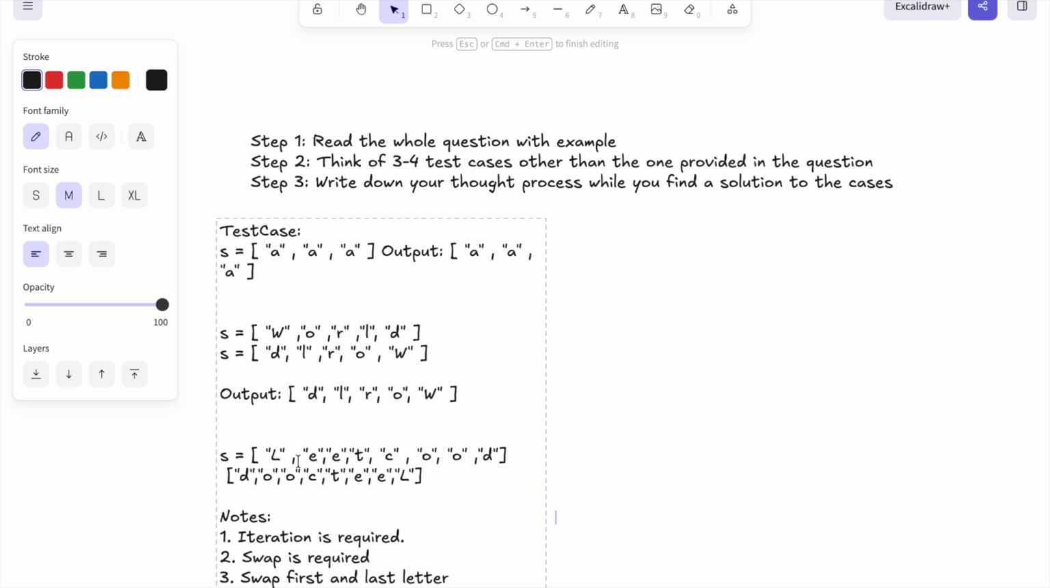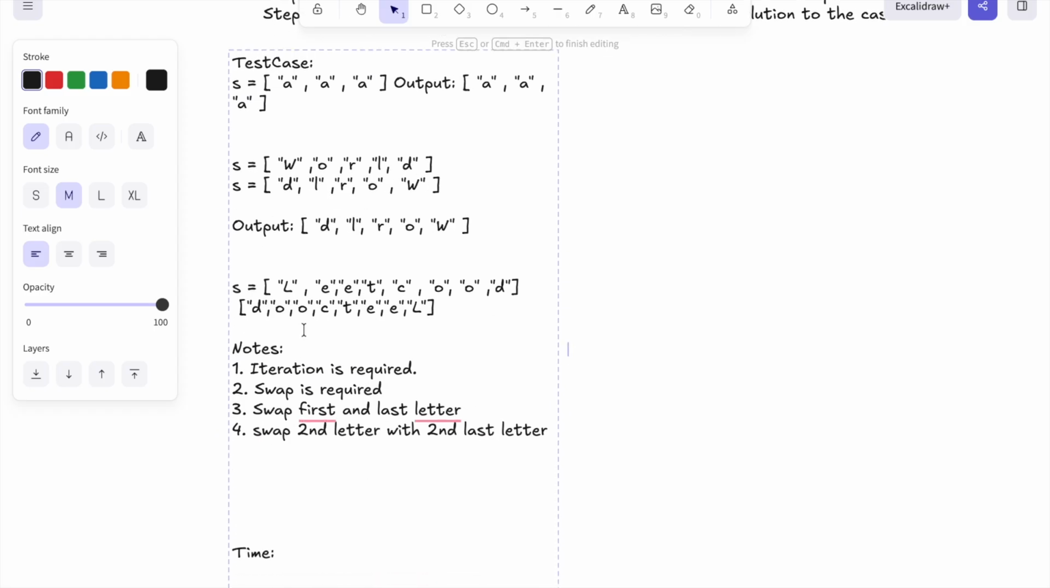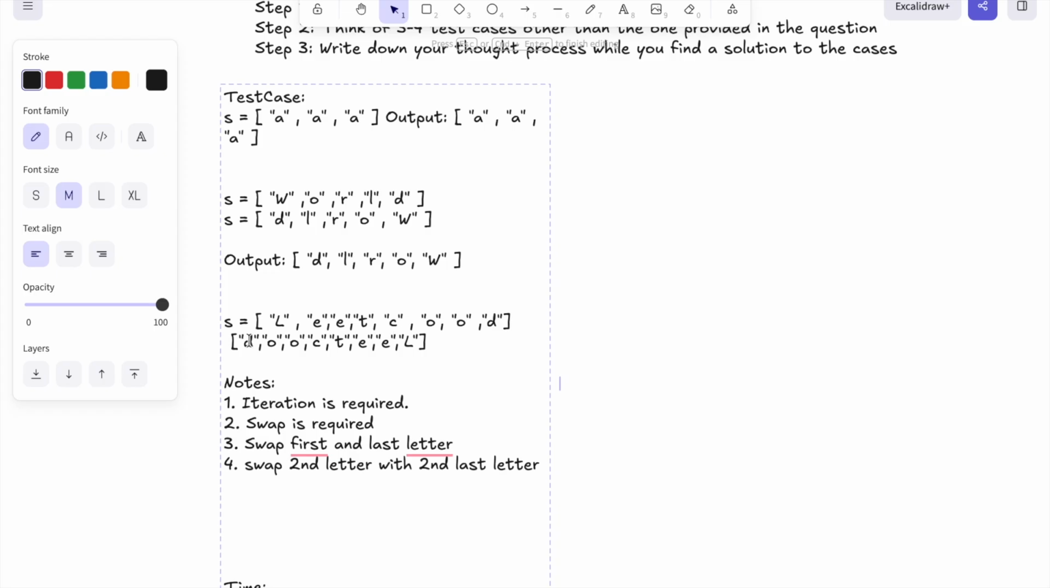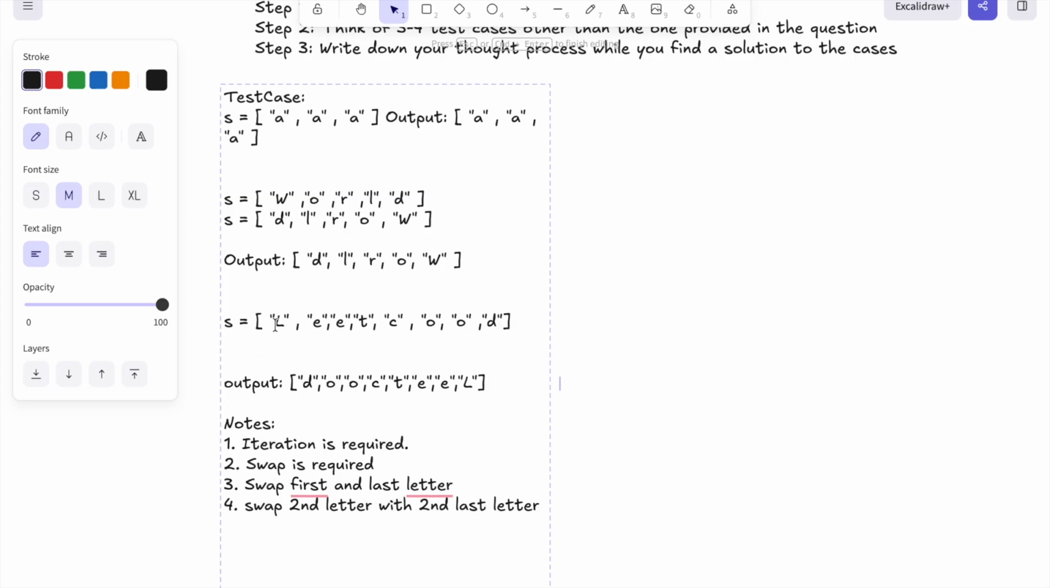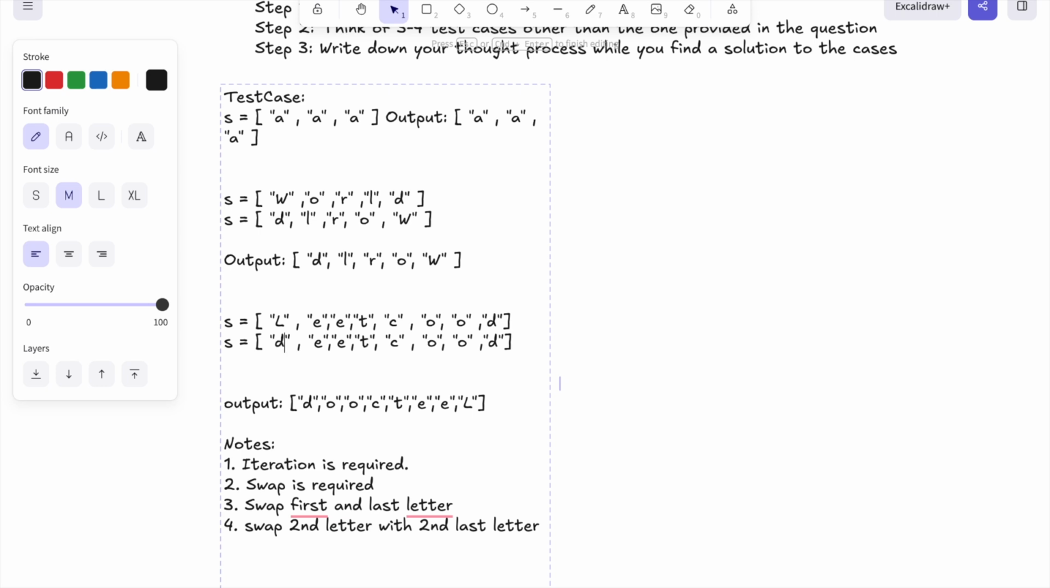That means now we know that we need to swap second letter with second last letter. Okay, let's try this approach on this question because it is a lot bigger than the previous one, right? Now we need to do the swap of first and last. That is what we have written so far. So we get D and L.